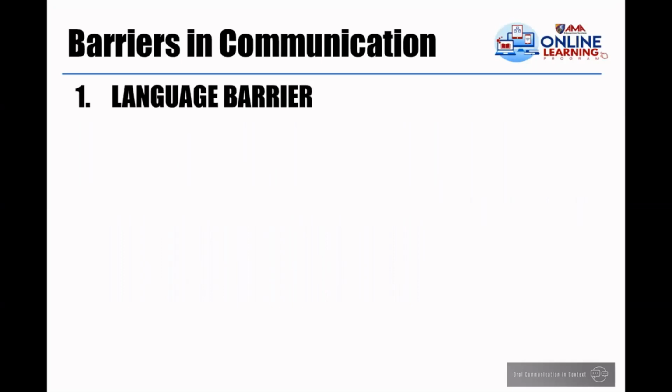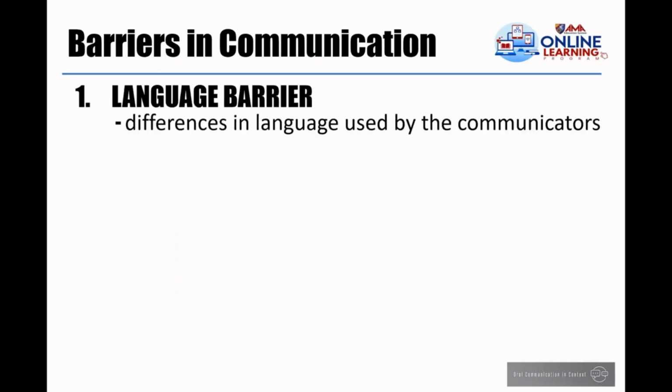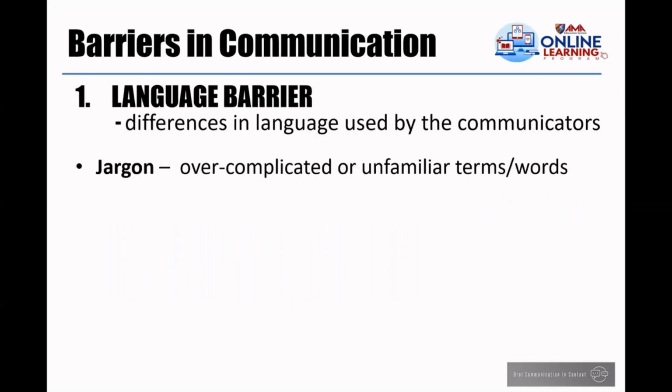For the first barrier, it is about language barrier. It is the differences in language used by the communicators. Here, it's not merely the differences of language used by the communicators. It is also about the terms, the words, or the different words that the communicators are using that may hinder the communication process. So it's not only about the language used.